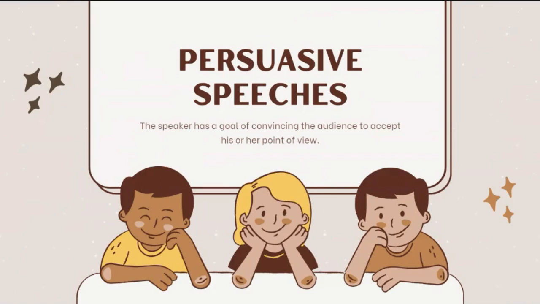So persuasion is, for example, suppose I want you to come for a cinema or a movie with me. So I try to persuade you. I try to give you certain options, and with those options, I try to say that, look, I'll pay 50% of the ticket, or I'll sponsor the popcorn. So that way, I'm trying to persuade you to come for the movie. So the goal of the speaker is to convince the audience to accept his or her point of view.